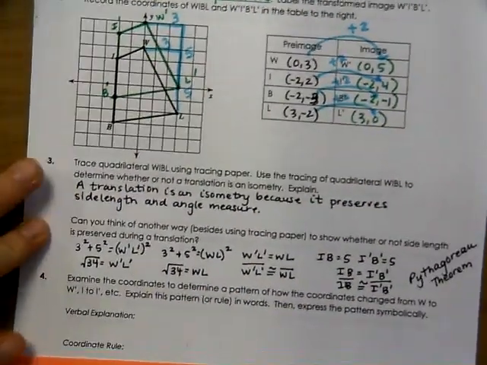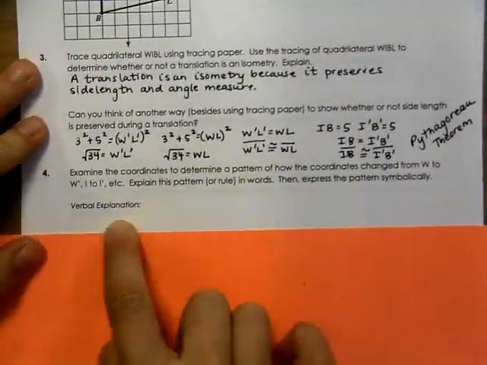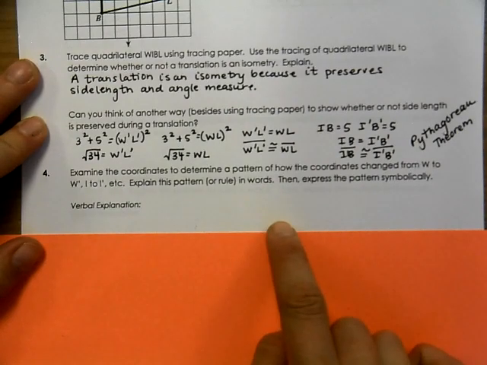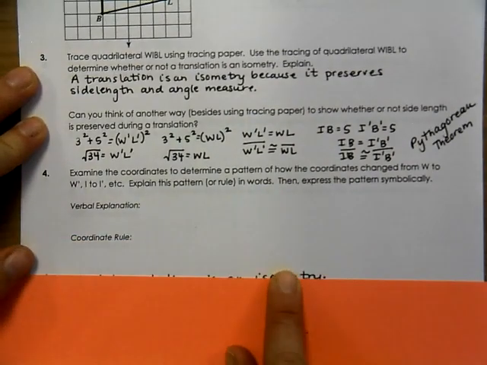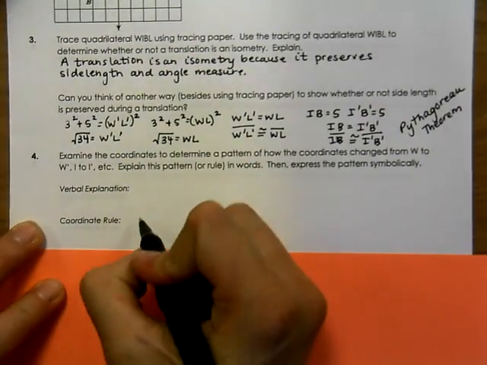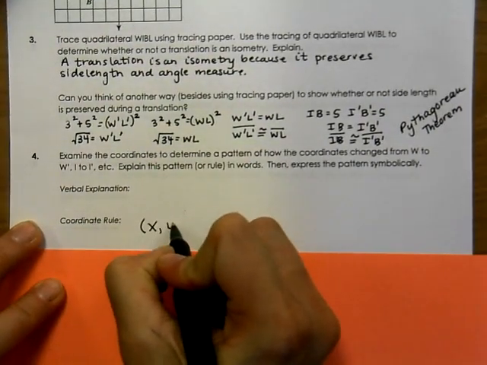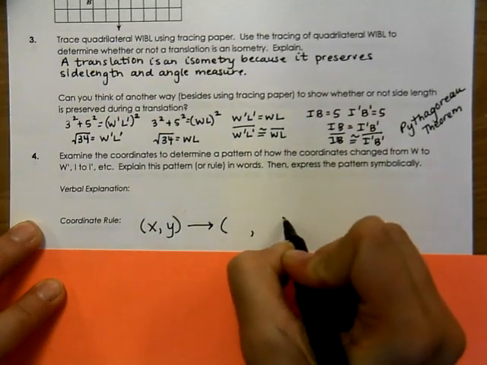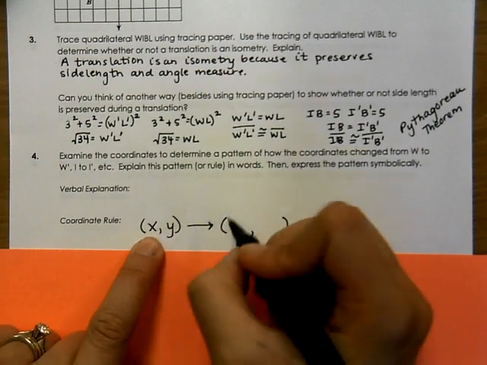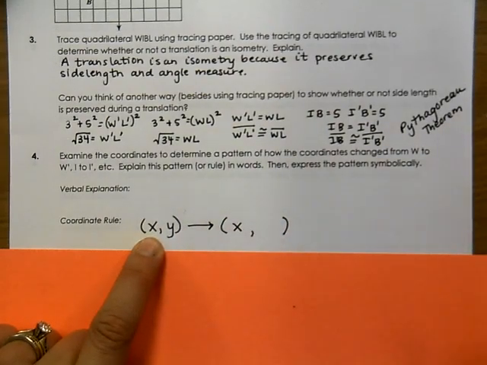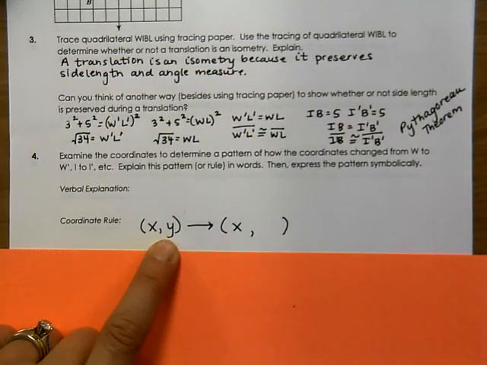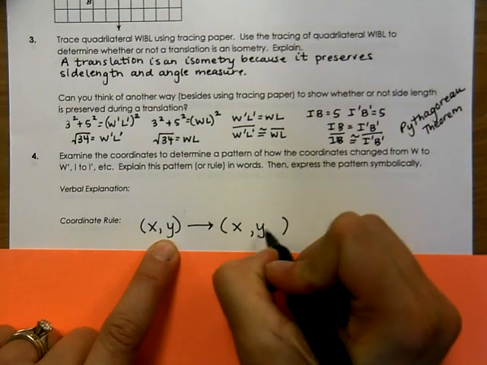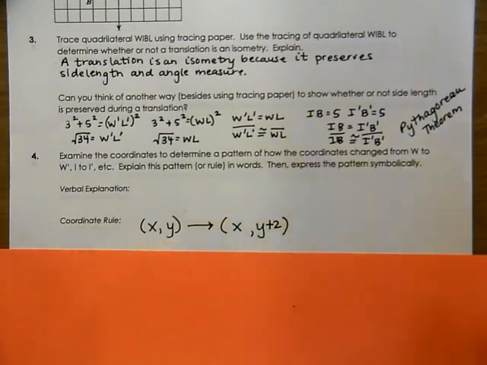So in words, I could write a verbal explanation and say the x-coordinate remains the same, but the y-coordinate increases by 2. We're going to focus primarily on coordinate rules, and the coordinate rule, the way to say that is you start with your x comma y, and you transform that to what the new coordinates are. So to show that x remains the same, I keep an x here that does not change, but to show that we increase y by 2, an expression to say that would be y plus 2.